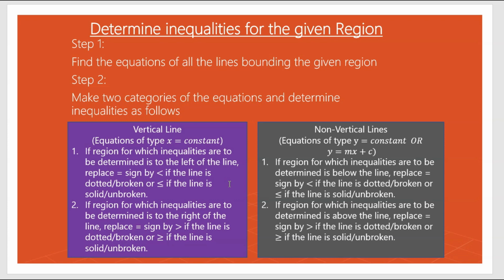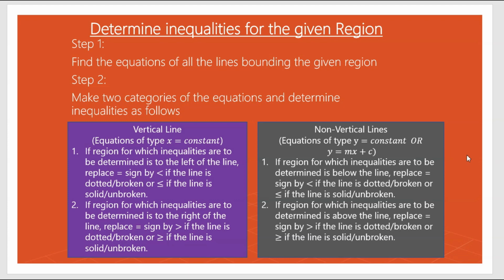And then if your region is to the right of the vertical line, then you replace the equal to sign by greater than if your line is dotted or broken, or you replace it by greater than or equal to if your line is solid. Then for non-vertical lines, they are of two forms, either horizontal lines or slopy lines.